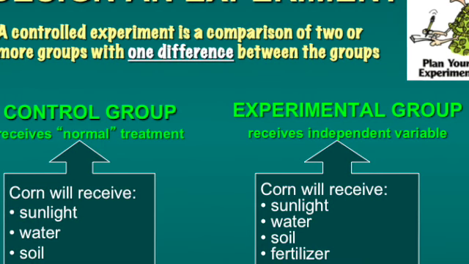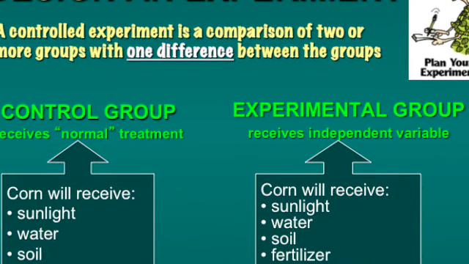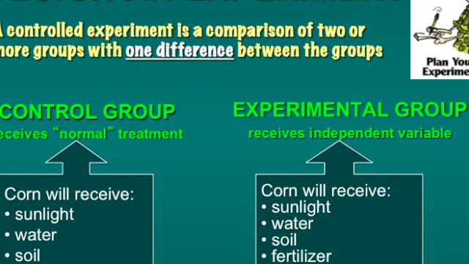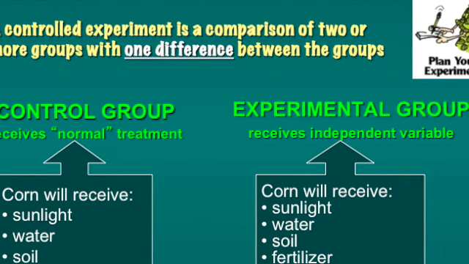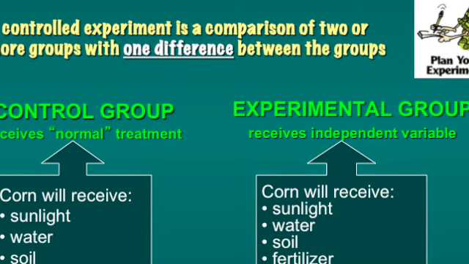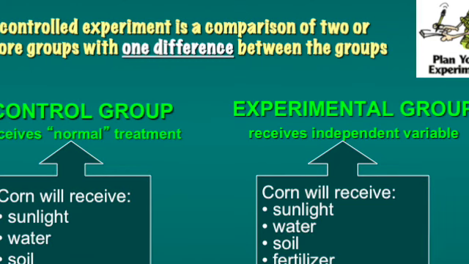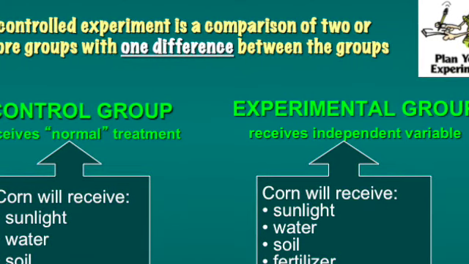Our experimental group will receive the exact same conditions, but they will also receive fertilizer, in this case, the soybean fertilizer. Okay, and we're not necessarily going to give this to a whole field of corn. We're going to use a sample group. So a sample group is representative of the entire population.